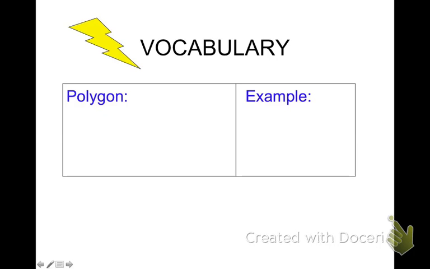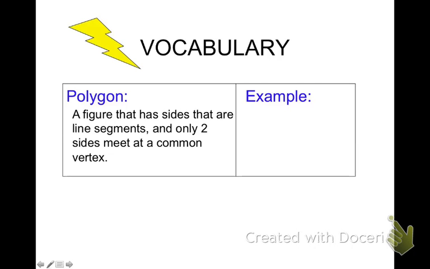Definition for a polygon written down. So we're going to say that a polygon is a figure that has sides that are line segments and only two sides meet at a common vertex.